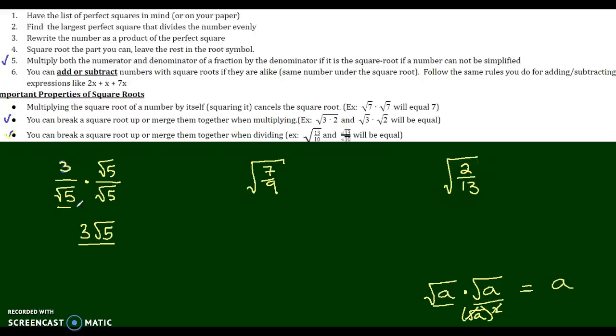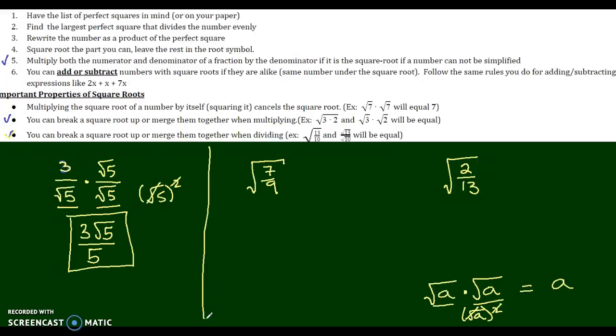On the bottom, I'll have root 5 times root 5, which is essentially root 5 squared. Squaring and square roots are opposites, so basically these both cancel, and we get a 5 on the bottom by itself. It doesn't look prettier, but the square root's not in the denominator, and that is our goal.